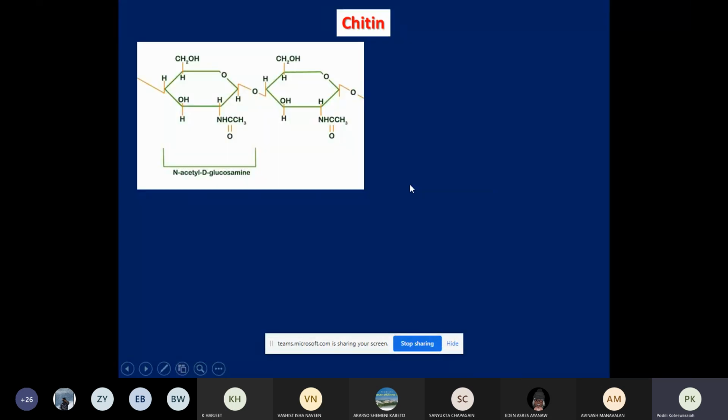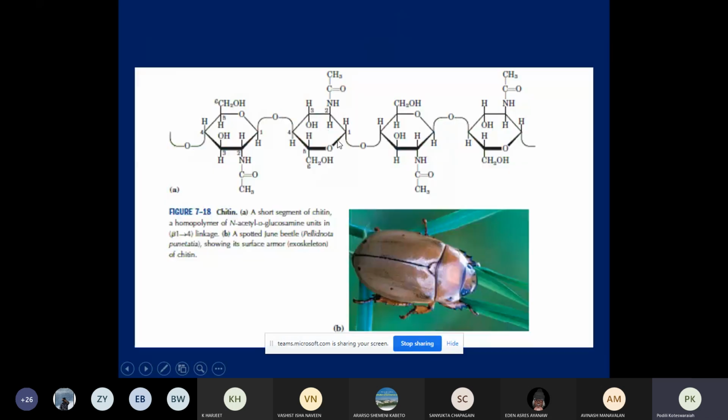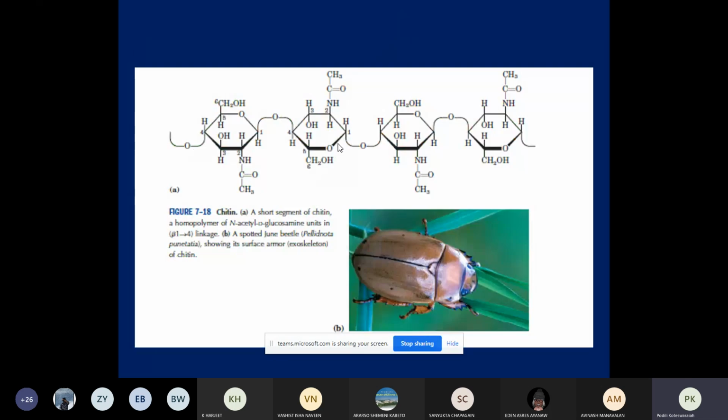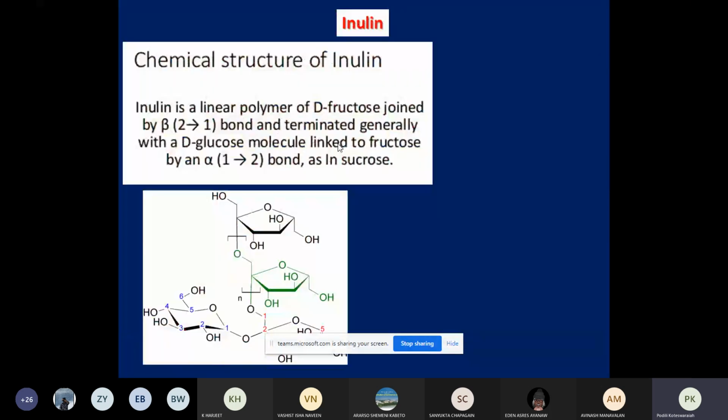And then we discussed chitin, and it is present in the exoskeleton of many arthropods such as insects, lobsters, and crabs. And chitin is a polymer of N-acetyl glucosamine with beta-1,4 glycosidic bonds. And of course, there are different types of chitin, parallel and anti-parallel chitin. This I have not highlighted here.